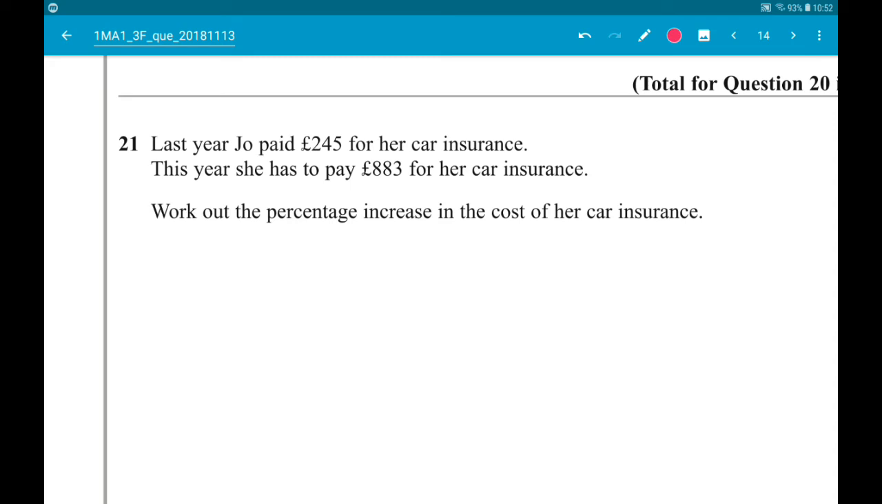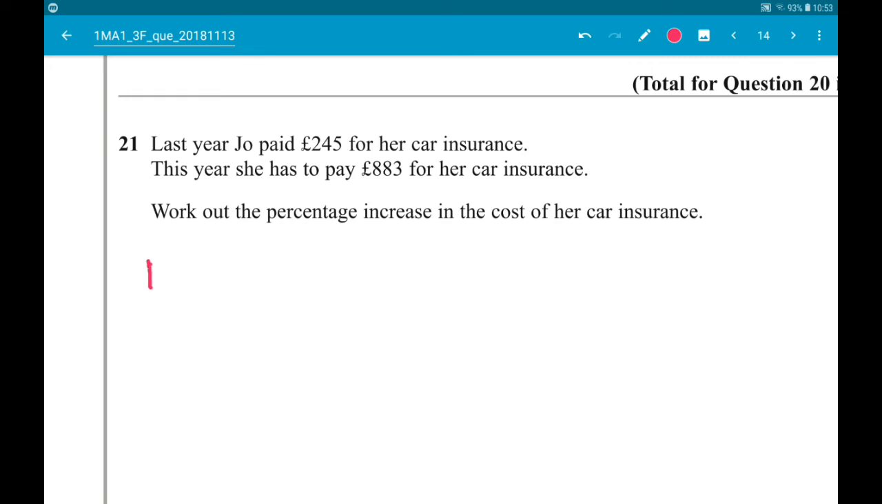Number 21. So, last year, Jo paid £245 for her car insurance. This year, she has to pay £883 for her car insurance. Work out the percentage increase in the cost of her car insurance. So there's lots of ways we could do this. Probably the way that you are going to like the most is to first of all find the increase as an amount.